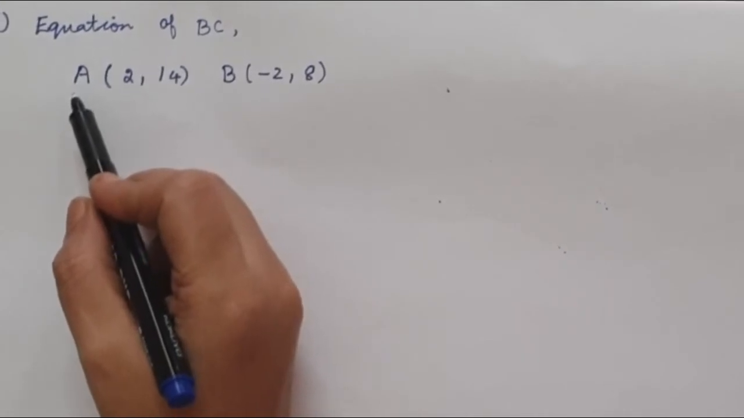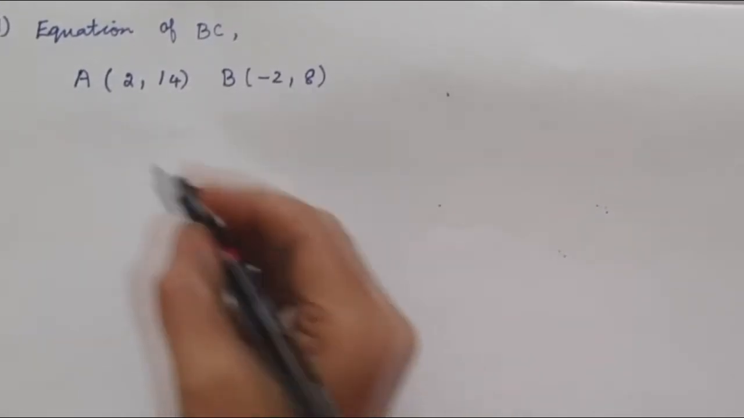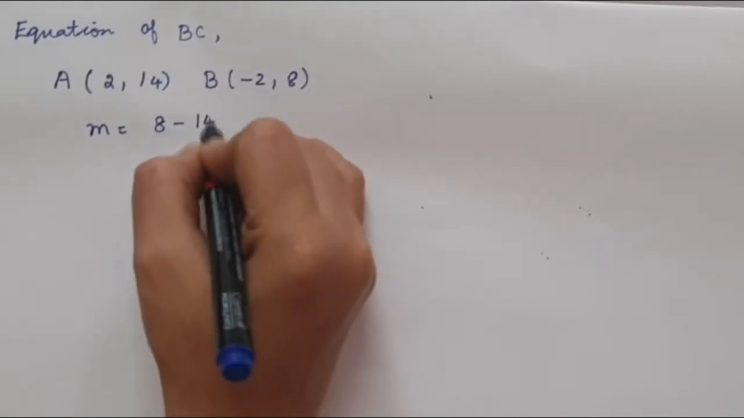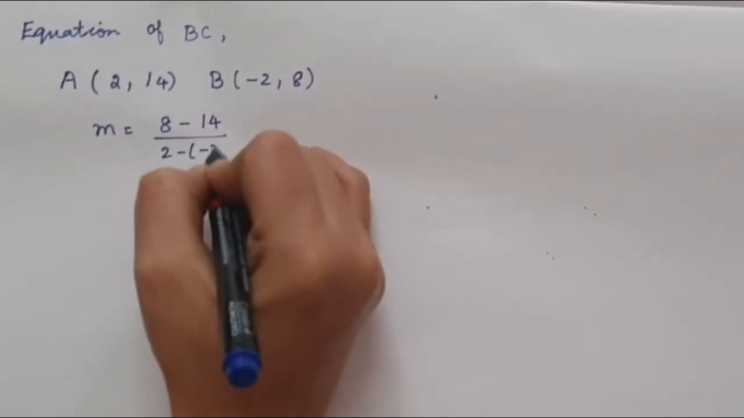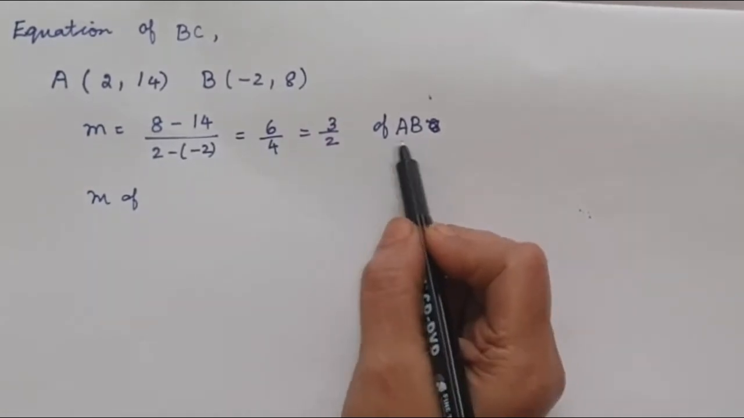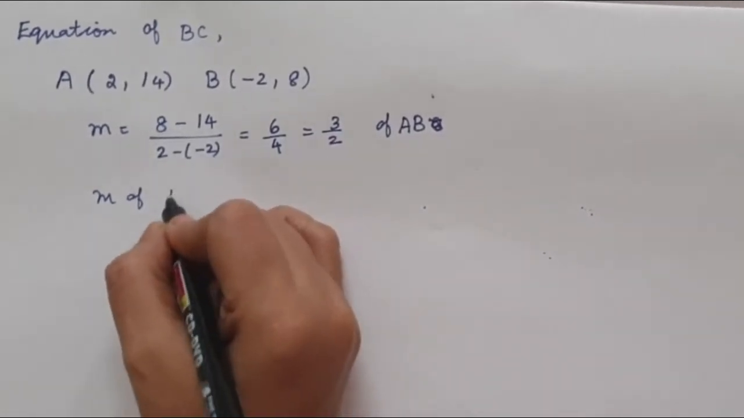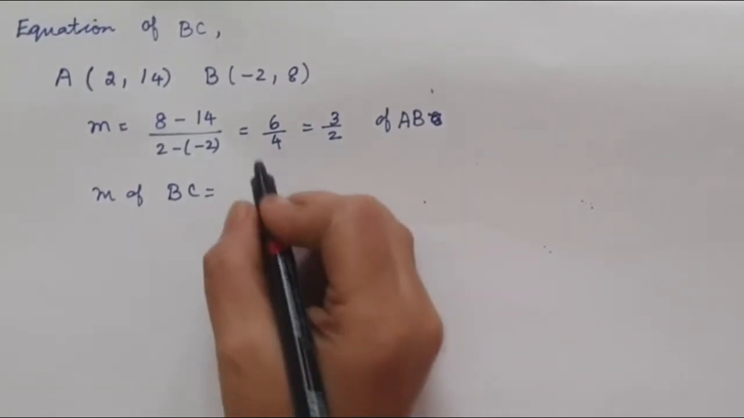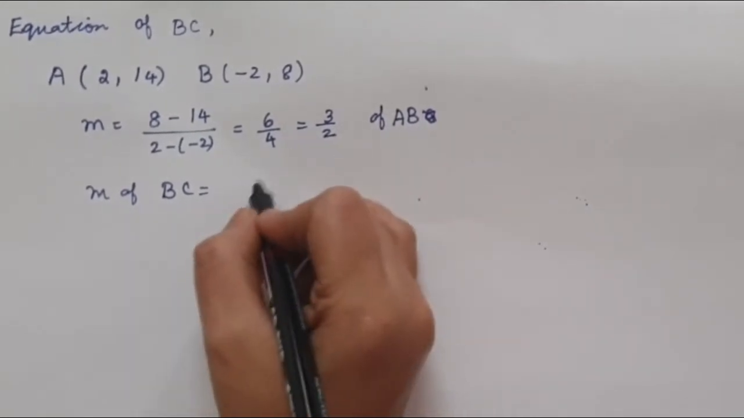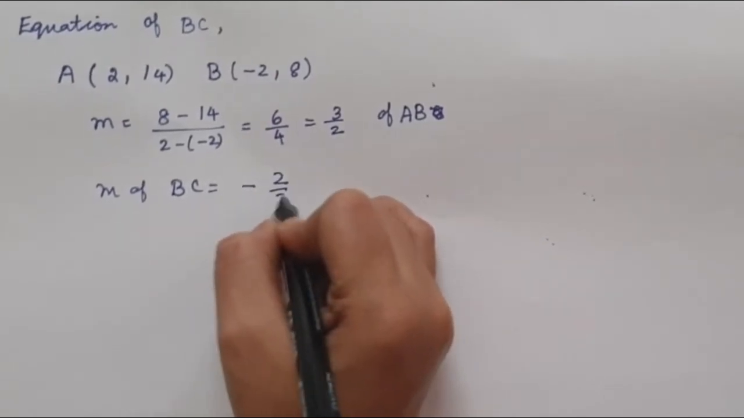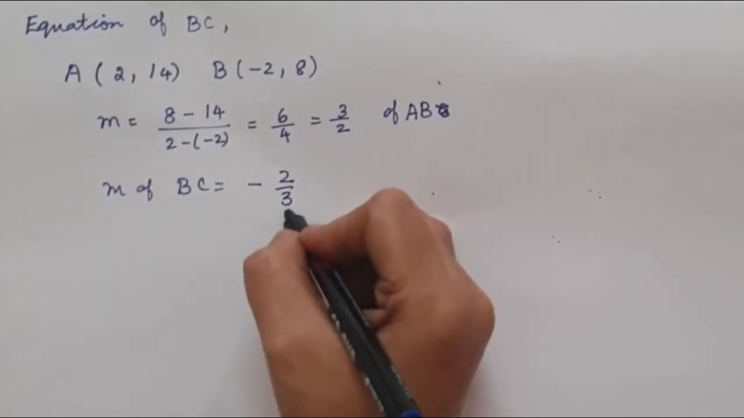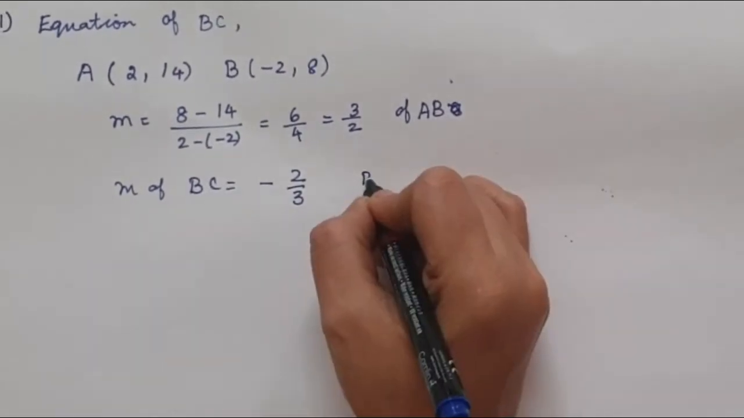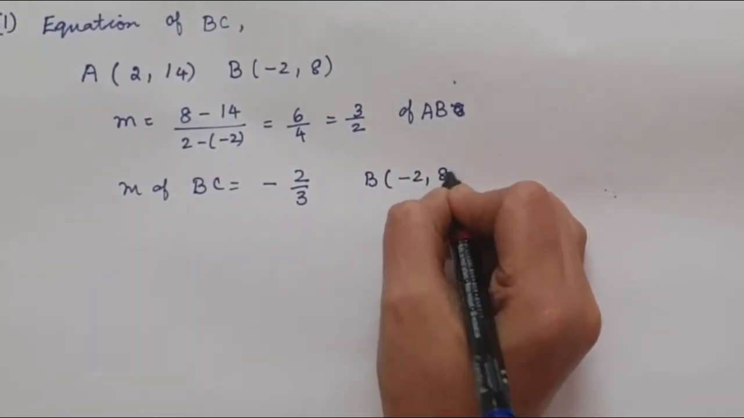We are given the points A (2, 14), B (-2, 8). So m will be equal to y2 minus y1 over x2 minus x1. This is the gradient of AB. Now gradient of BC. AB and BC are perpendicular. So as I told you in your previous question, we just flip it and change the sign. That is 3 over 2, we write it as 2 over 3. And then since it's positive, we write it as negative. And also we know the coordinate of B is (-2, 8).